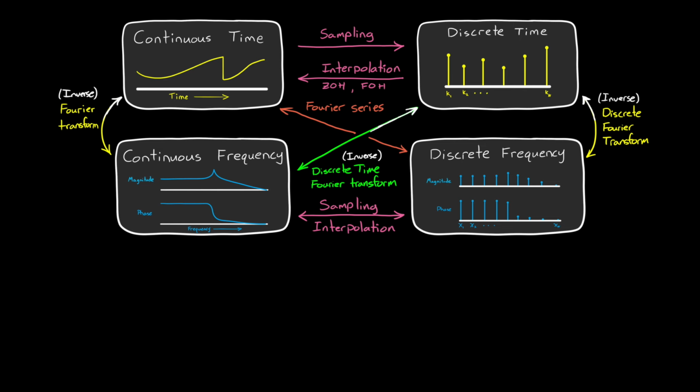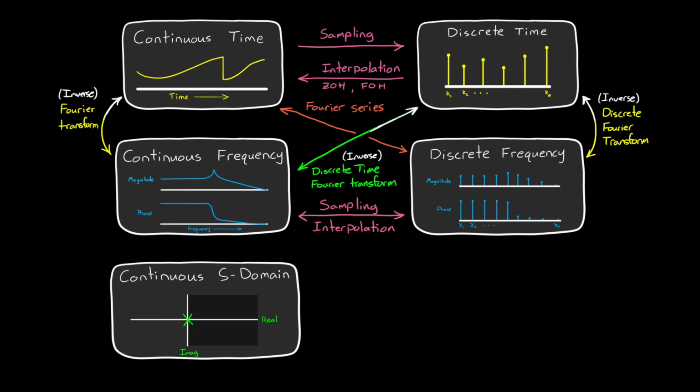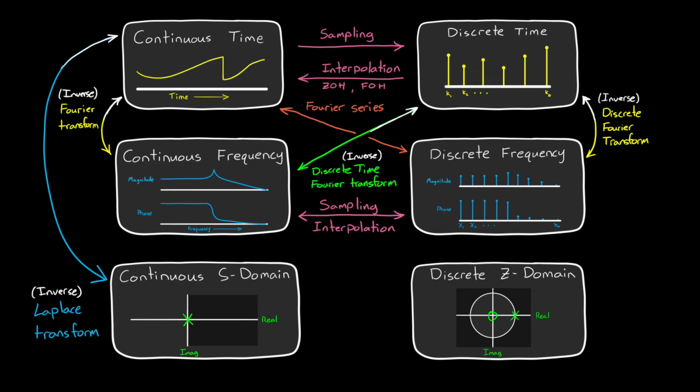Now, moving on, the continuous S domain represents signals and systems by both frequency and exponential factors. This domain is particularly useful for depicting systems via transfer functions with poles and zeros. The Laplace transform and its inverse is the bridge between continuous time and the S domain. In parallel, the discrete Z domain mirrors the S domain for discrete systems. The Z transform and its inverse enable transitions between discrete time and the Z domain.